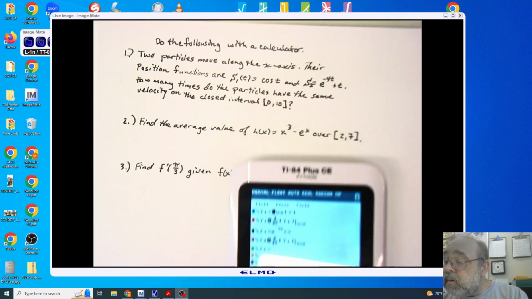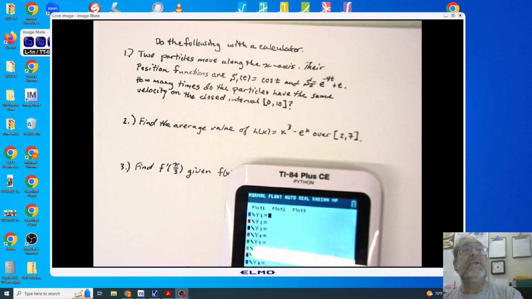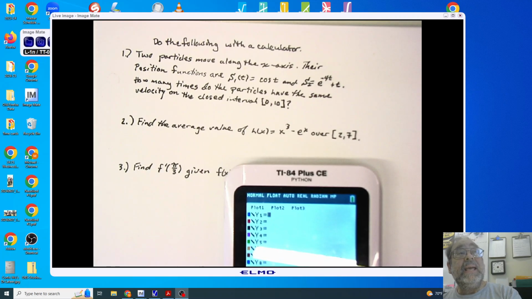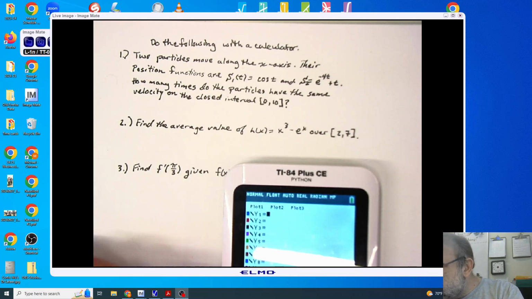Let's go ahead and now, I'm going to clear this out, and I'm going to find the average value. Now you need to remember the average value is a secant line from point to point. So we want to go from the point on the function at 2 to the point that's at 7, and we want the slope of those from those 2 points. So I'm going to put them in.